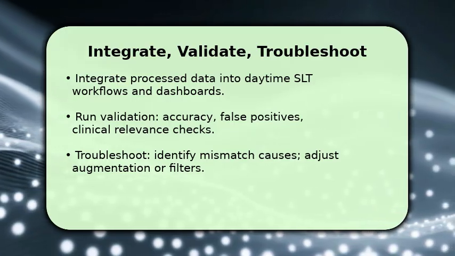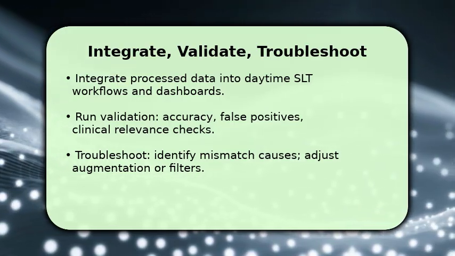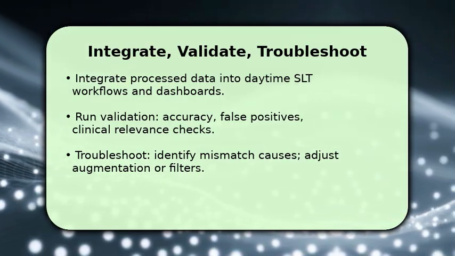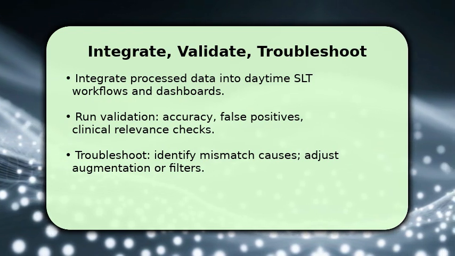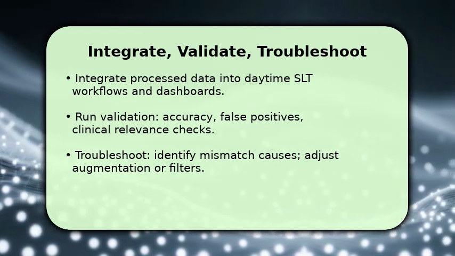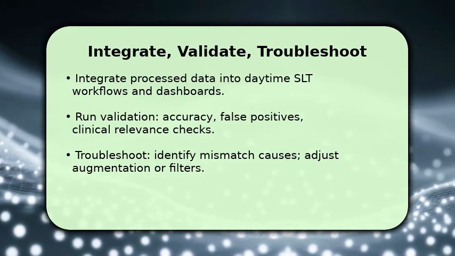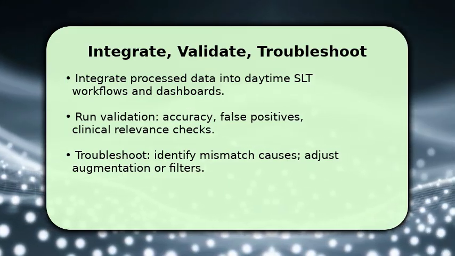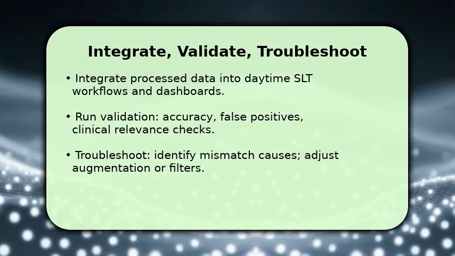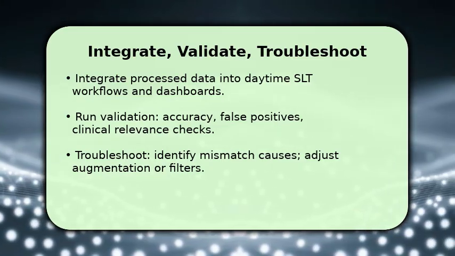If results lag, troubleshoot by inspecting mismatch causes, sensor placement, noise type, or labeling errors, and then adjust augmentation, filters, or reweighting strategies accordingly. A single targeted fix often restores alignment and keeps your daytime therapy reliable.